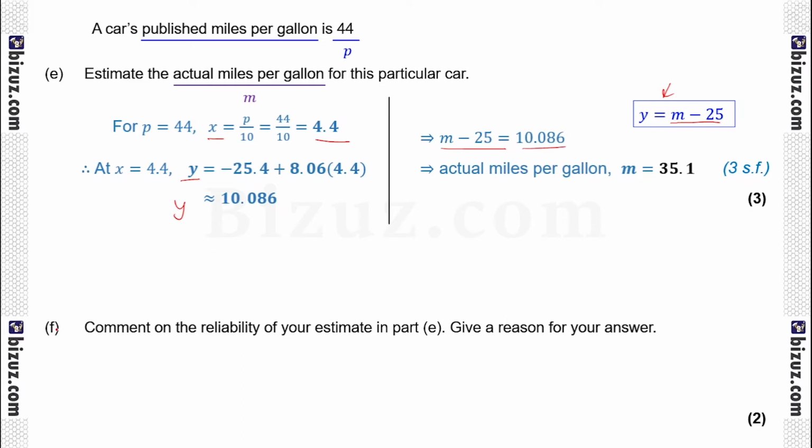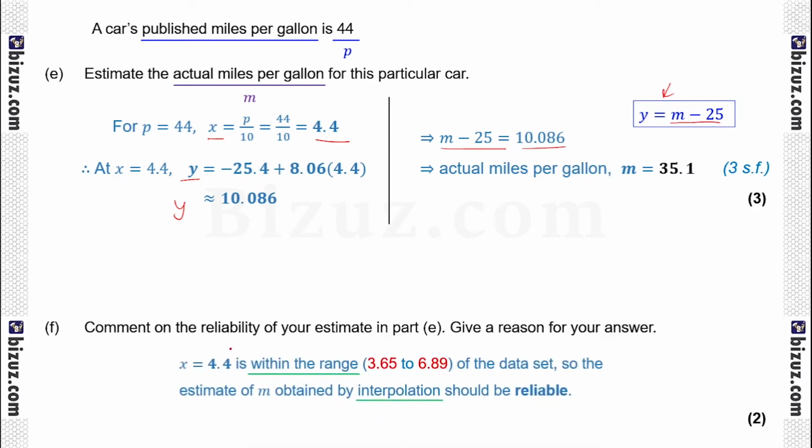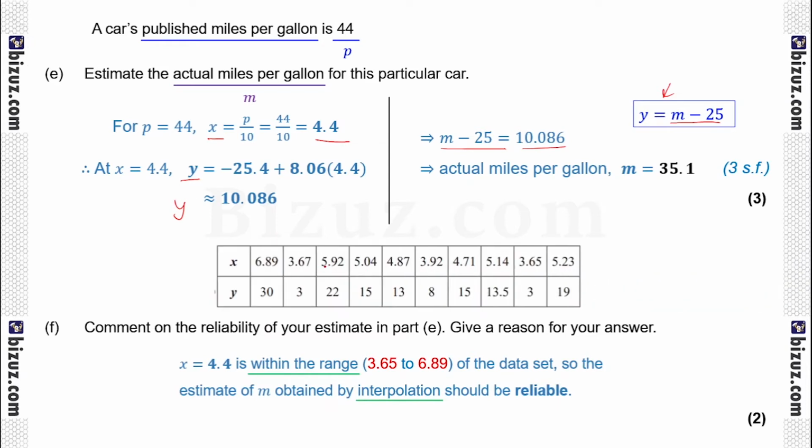All right. Now, part F, comment on the reliability of your estimate in part E. Give a reason for your answer. So we need to comment on the reliability. One thing that we can see here, this is the most important thing actually. I'll bring out the table here for reference.